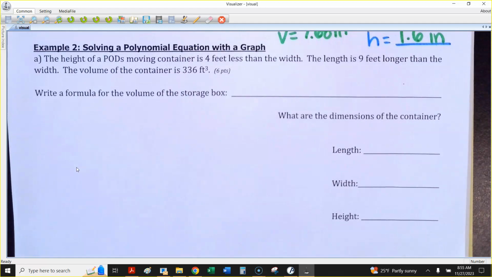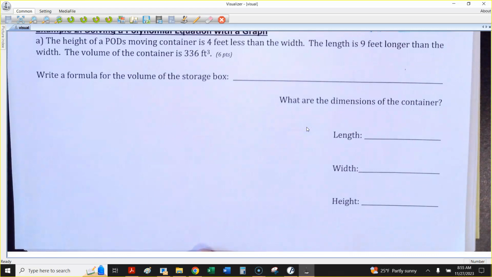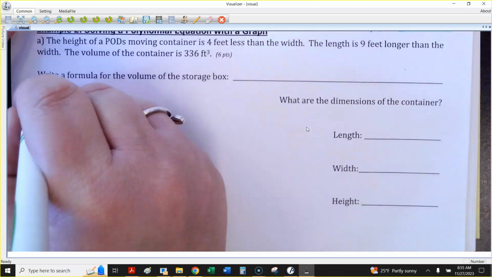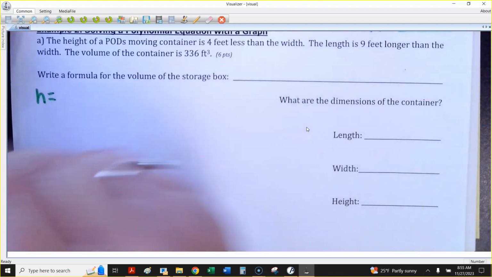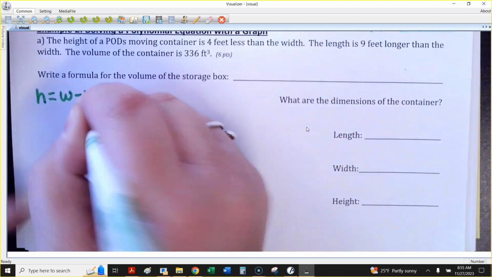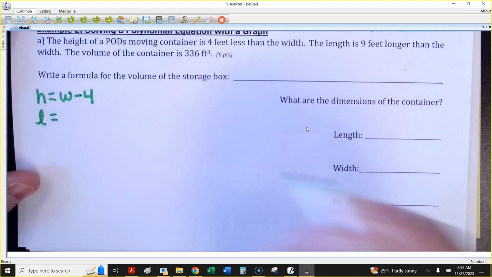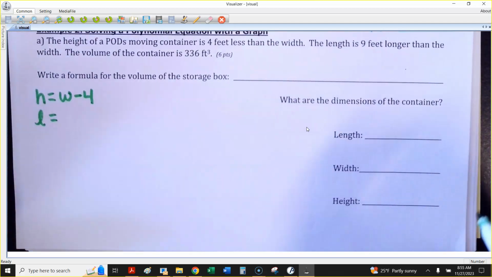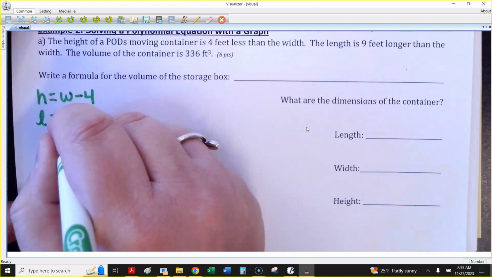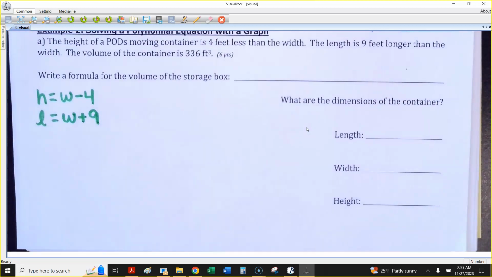Okay, so it says the height of a pod's moving container is 4 feet less than the width. All right, so I'm just going to write my height is 4 feet less than the width, so I'm just going to say width minus 4. Okay, it says the length is 9 feet longer than the width, so if I'm 9 feet longer, I'm going to add 9. Less than we're going to subtract, more than we're going to add.